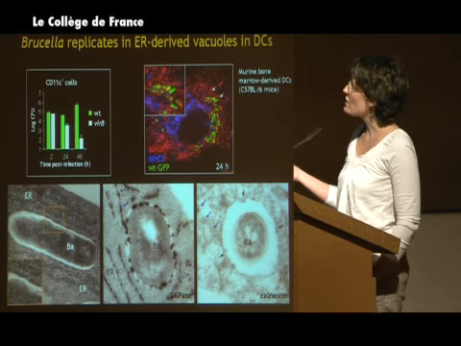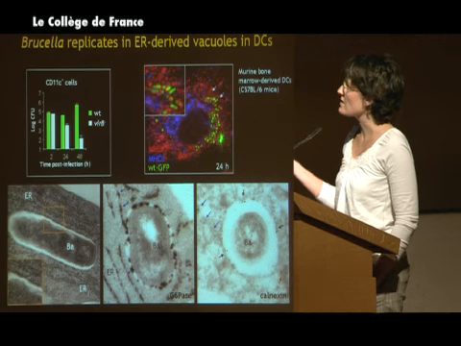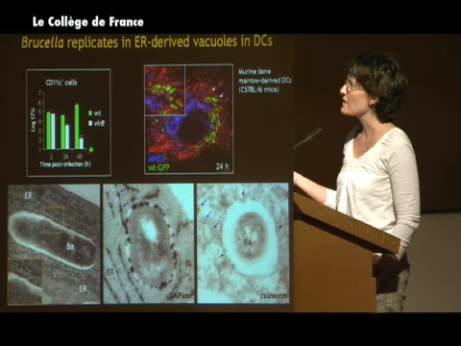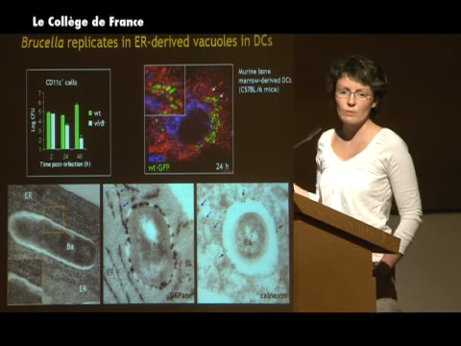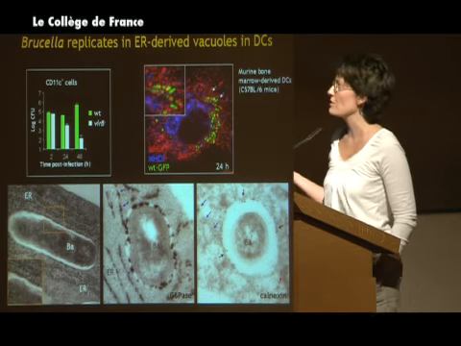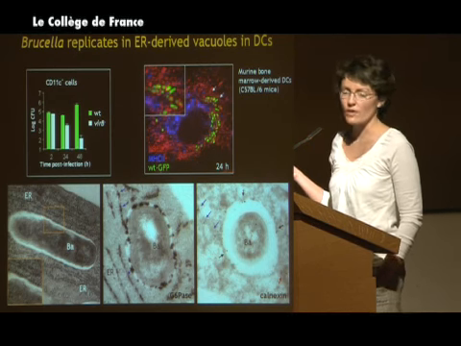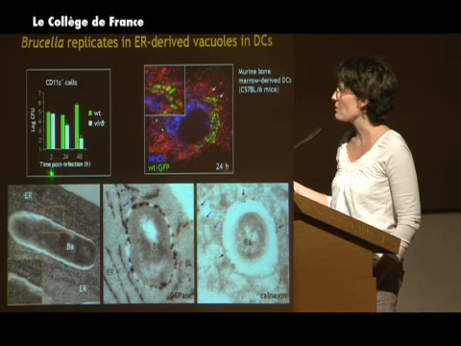And we can see Brucella efficiently replicating within these dendritic cells. Replication was dependent on the type 4 secretion system. This is a type 4 secretion system mutant, VirB, that has been shown to be essential for replication in all the other cell types analyzed so far. And it replicates within the endoplasmic reticulum, just as has been described for macrophages. And this is nicely illustrated by electron microscopy.